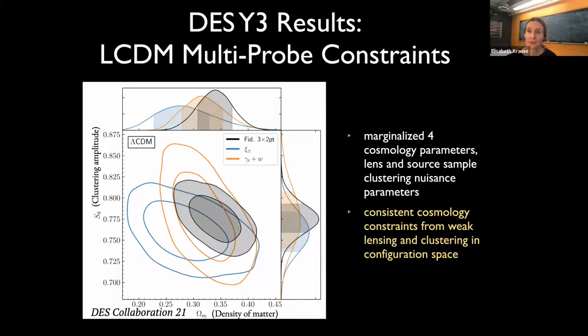As these 2 splits of our data are consistent in the full parameter space, we conclude that our systematics modeling is sufficient, and we are allowed to combine them into the black joint constraints. So that is our main DES result.